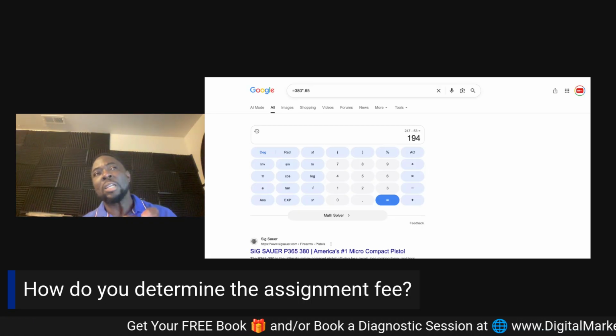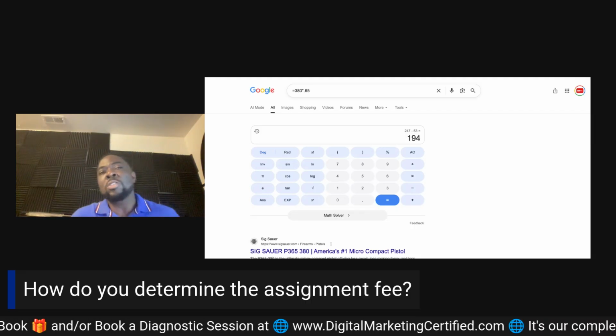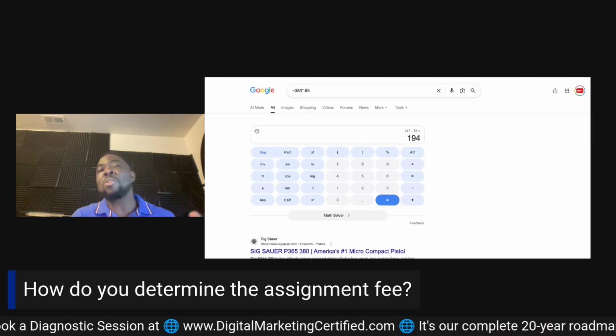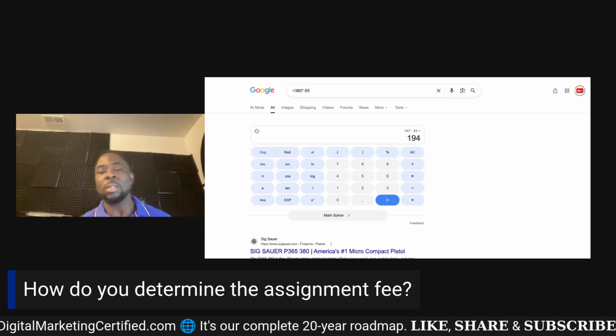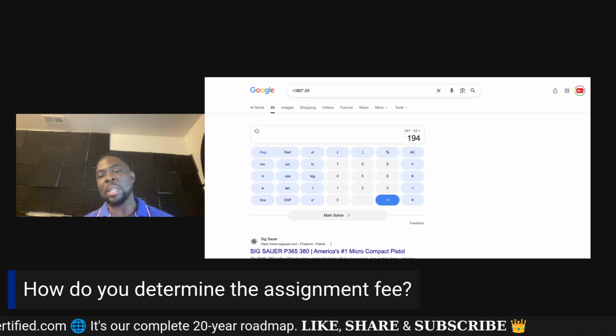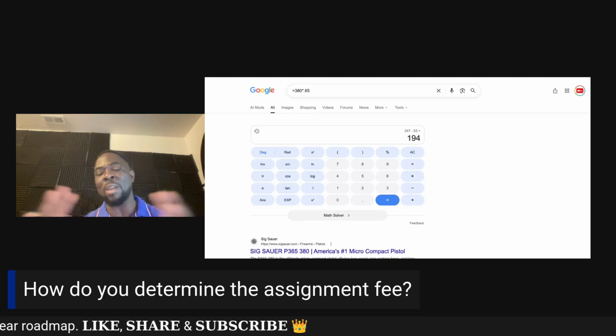That's what you're there for. So I'm talking about wholesalers right now, right? The assignment fee is going to be determined based on the available spread in the deal. What I always like to tell people is, hey, just set a baseline. A baseline could be $5,000.